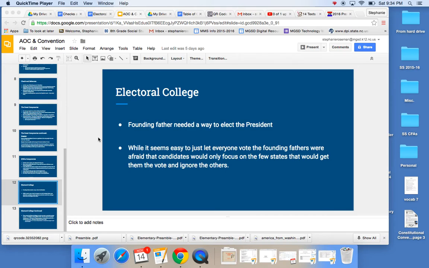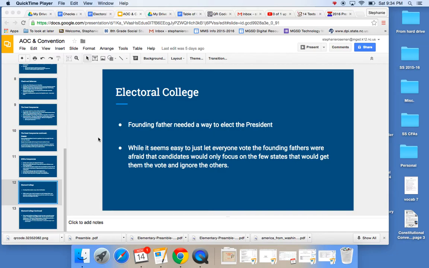So far, we've made checks and balances. We've created Congress with the House of Representatives and the Senate. They've decided about whether to count slaves towards population or not. And now it's time to decide how they are going to elect the president. So the founding fathers needed a way to elect the president that was going to be the most efficient.